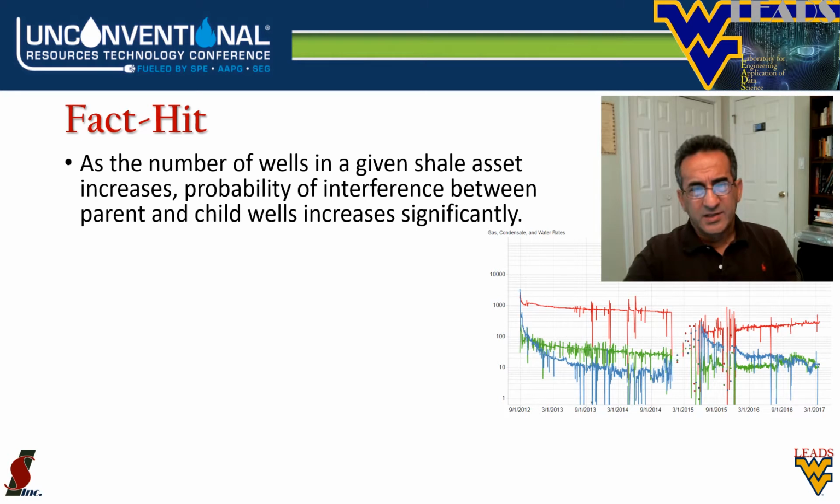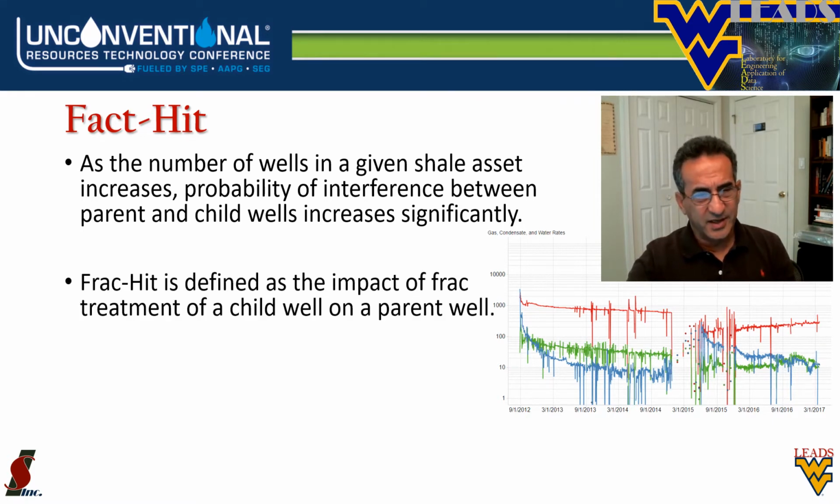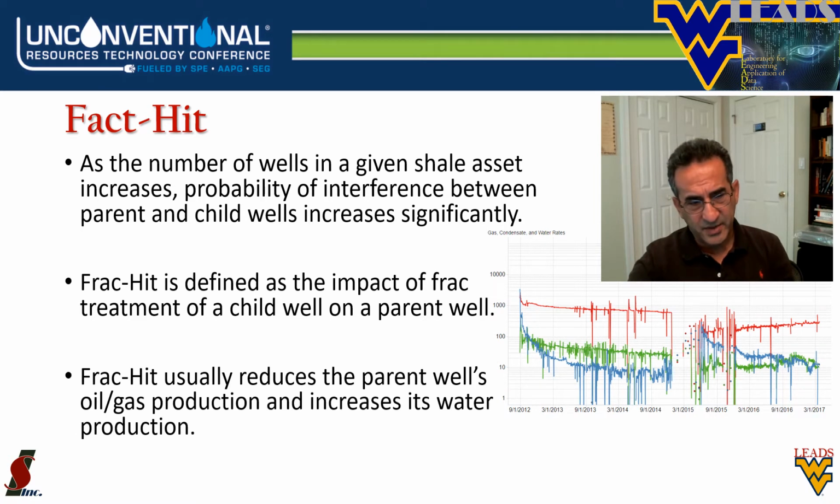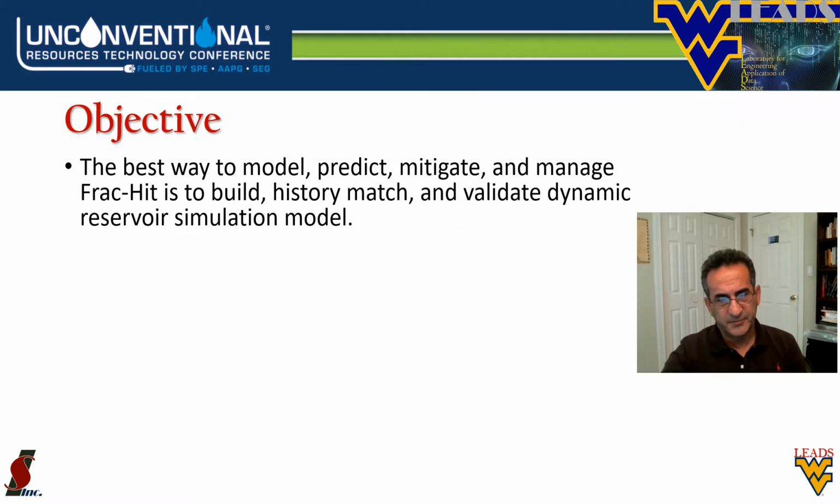As the number of wells in a given shale asset increases, the probability of interference between the parent and child well increases significantly, and frac hit is what we're talking about here. It is defined as the impact of the frac treatment of the child well on a parent well. Frac hit usually reduces the parent well's oil and gas production and increases its water production, as we just saw.